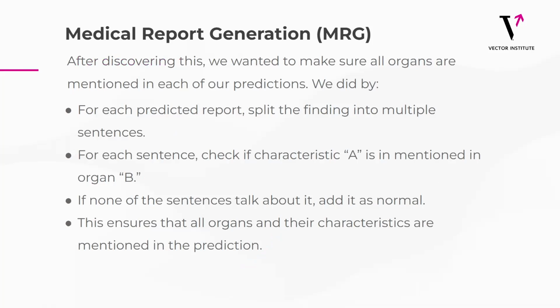So we said, okay, let's add a post-processing framework where we check if an organ is mentioned in the prediction or not. If it's not, we say, okay, organ X is normal. It's a multi-step process. First, we divided the report into multiple sentences. Then for each sentence, we check characteristics and an organ. So we check the size of the liver. If the size and liver are not mentioned in the same sentence, then we add that the size of the liver is normal. We do this for all organs. This ensures that our final predictions have all the organs mentioned.